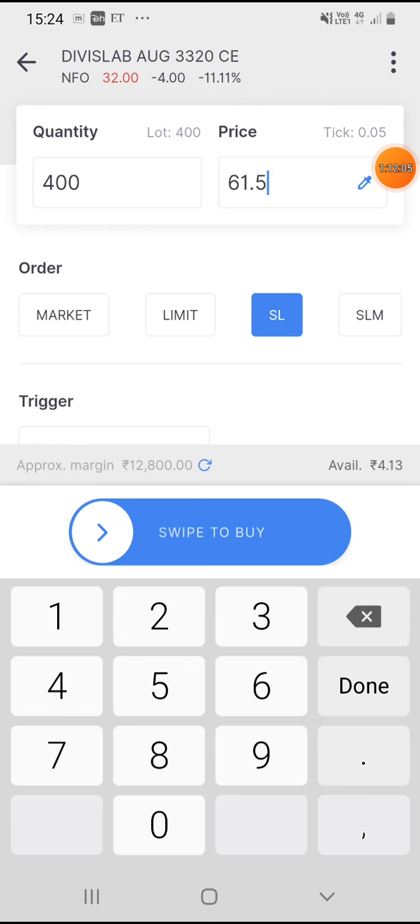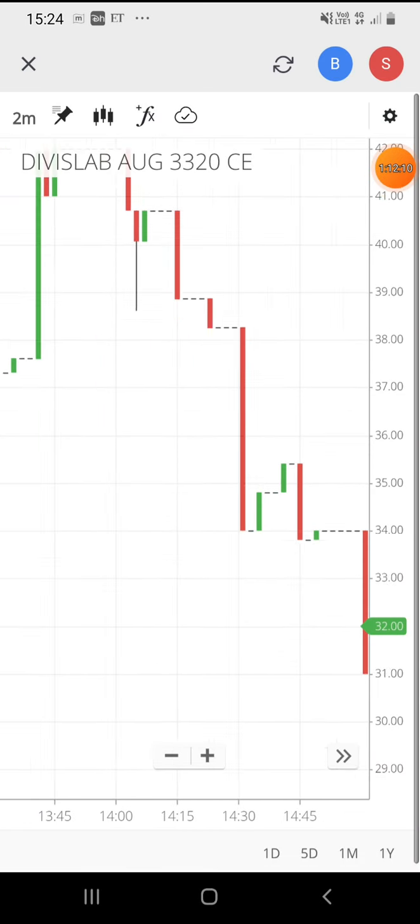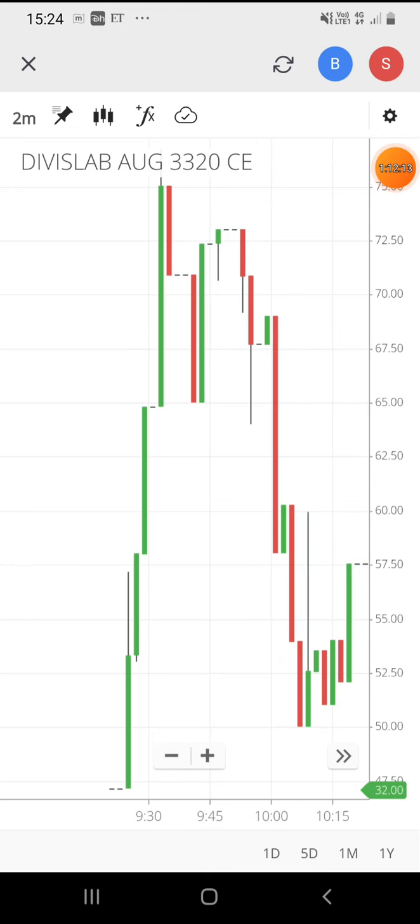You gave the call, and at 9:29 this got executed. You invested 24,400. After that, exactly as per our calculation, it increased to 65. At 9:30, within 1 minute, it increased to 65, where we bought at 61. Now it is 65. What is the difference? 4 points. 4 into 400. Within 1 minute, you got 1,600 profit.